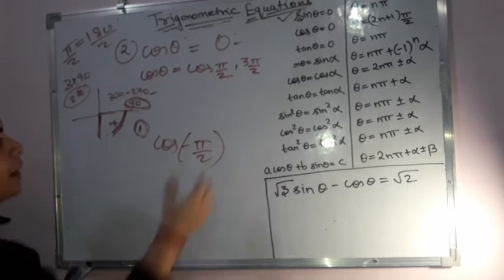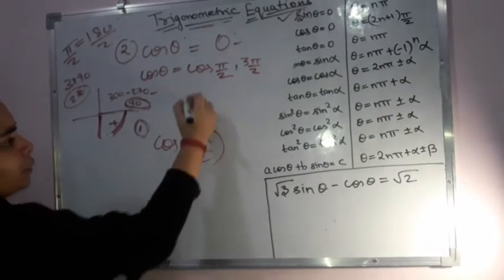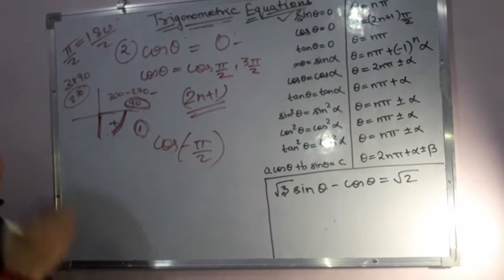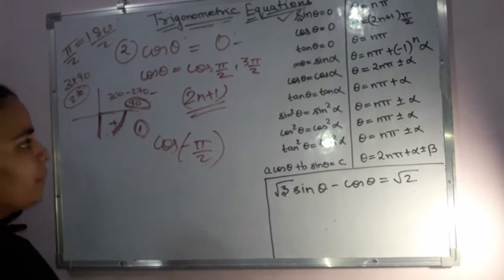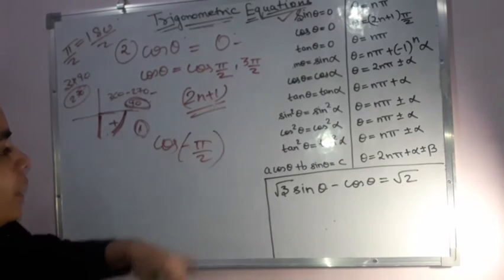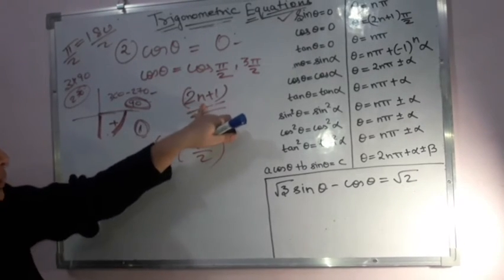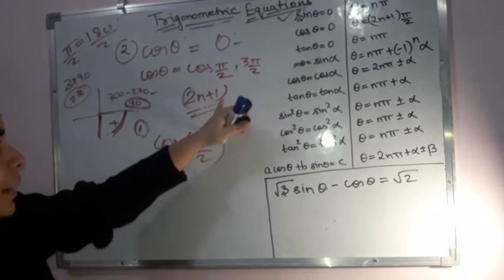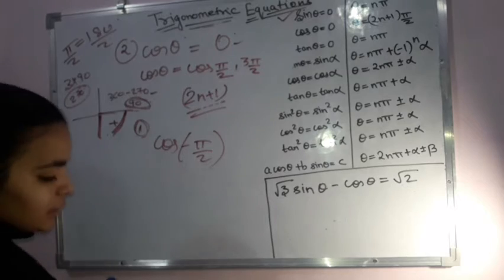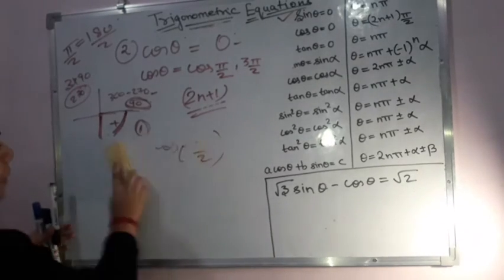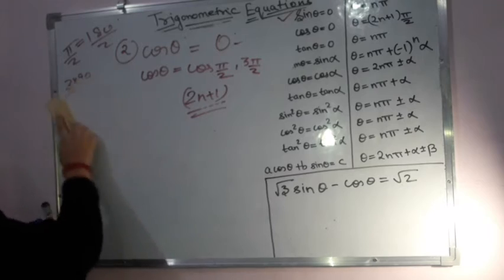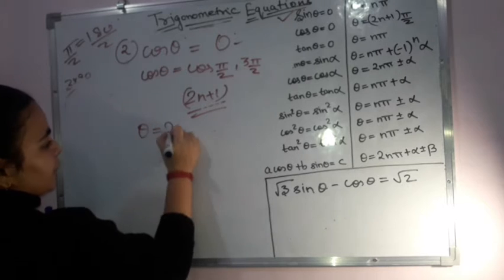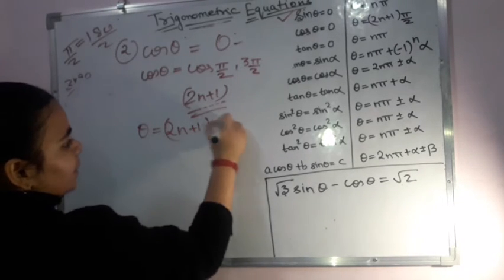That means from these values, if I do 2n plus 1, I have to get pi, then I have to get 3 pi, then I have to get 5 pi, I have to leave 1 value in between. That means if I do 2n plus 1, if I put here 1, then 2 ones are 2 plus 1, I get 3. If I put 0 over here, then 2 into 0 is 0 plus 1, that is 1. So I am getting it. That means the general solution for it could be 2n plus 1 pi by 2. That means theta could be written as 2n plus 1 pi by 2.